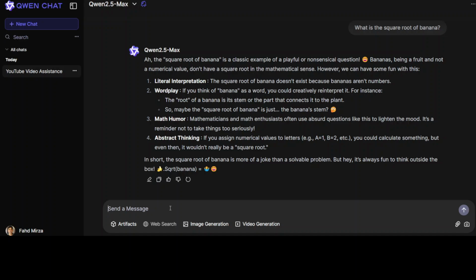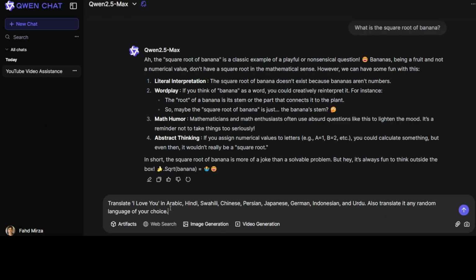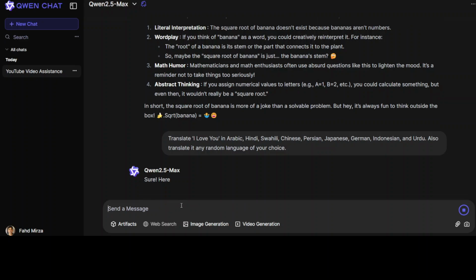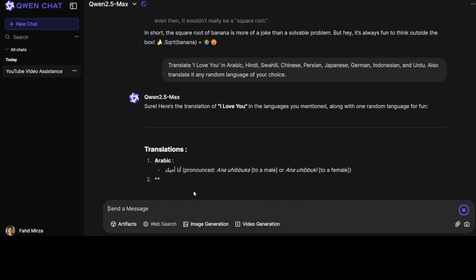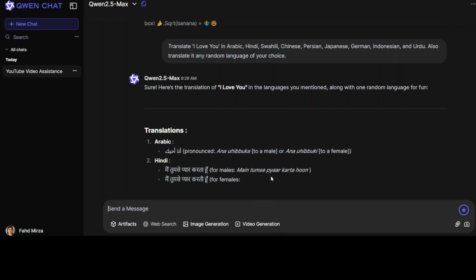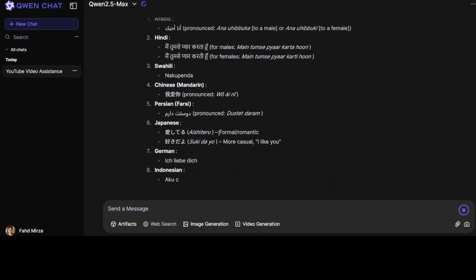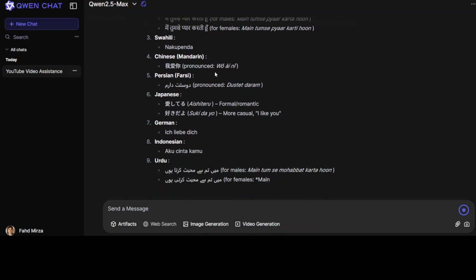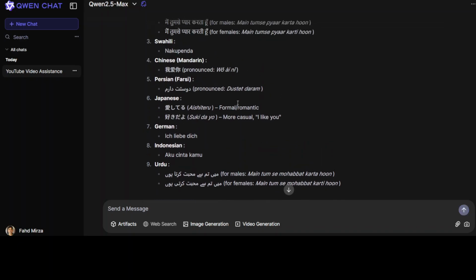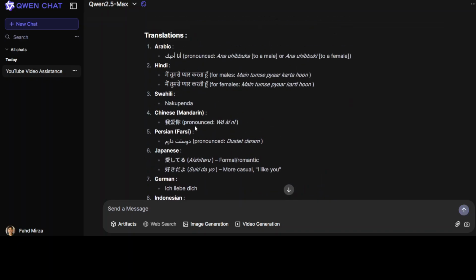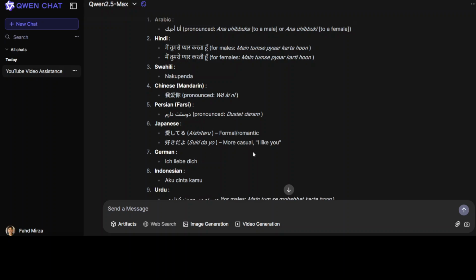Now let's check its multilinguality. So I'm asking it, translate I love you in Arabic, Hindi, Swahili, Chinese, Persian, and towards the end, translate it in any random language of your choice. So let's see which language it selects. Arabic looks good. Yep. Male, female, Hindi looks good. Swahili looks good. I think Persian or Farsi also looks good. Please check with the Chinese one. Chinese, I think it looks good. German looks good.